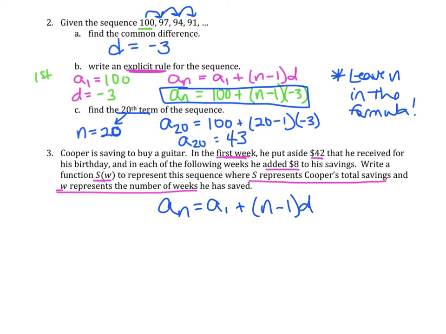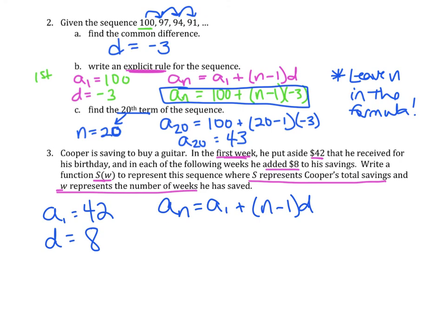Okay, now what are the two things that I need to plug in for this? I need to know A sub 1 and I need to know D. A sub 1 is our first amount. So in this case, our first amount that he has put aside is 42. And then every week, he's adding $8. Your common difference is the amount you add every term. Well, it sounds to me like your common difference here is $8.